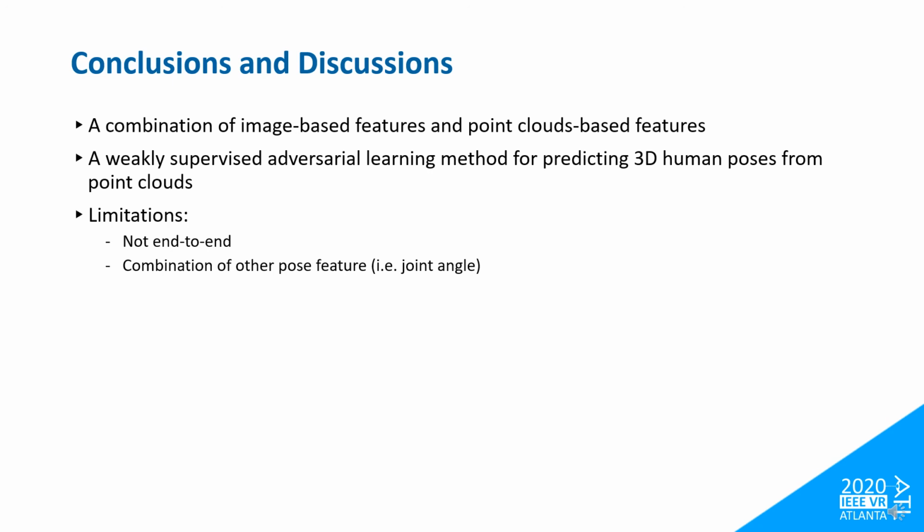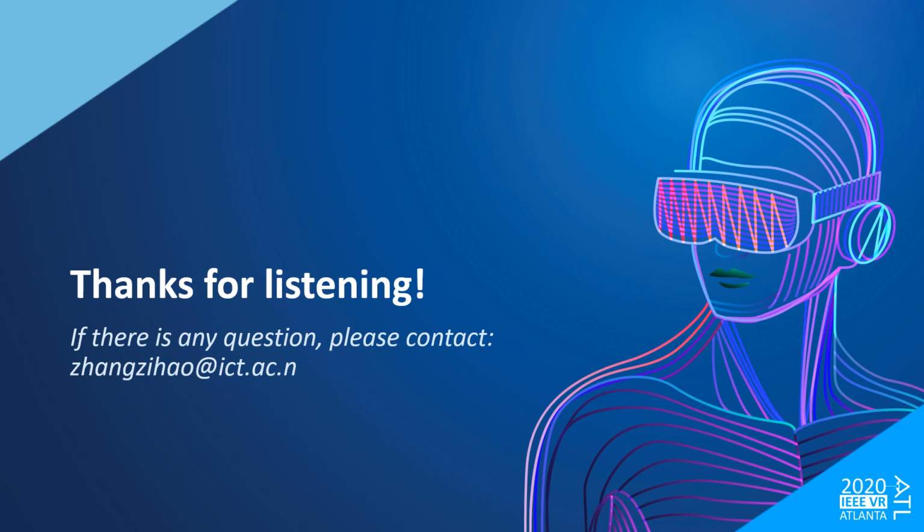For example, we can use human kinematics models with the joint angles and joint offsets and use them as the pose regression target, which could ensure that the reconstructed human joints are more plausible. That's all about my presentation.